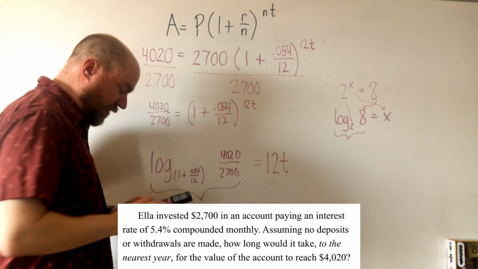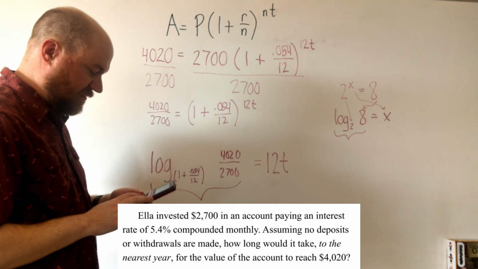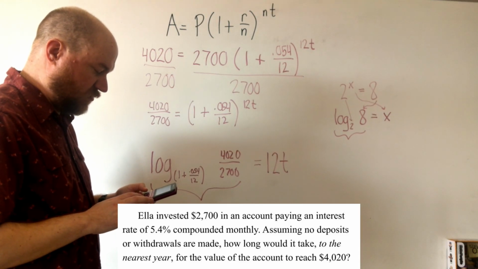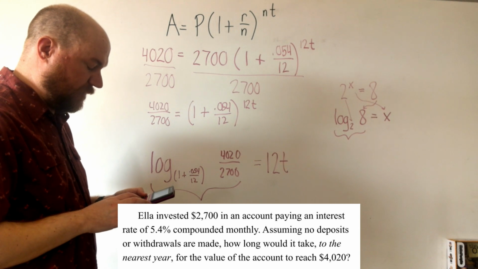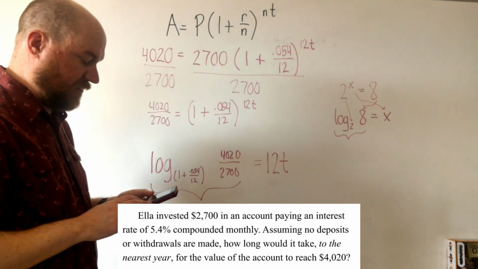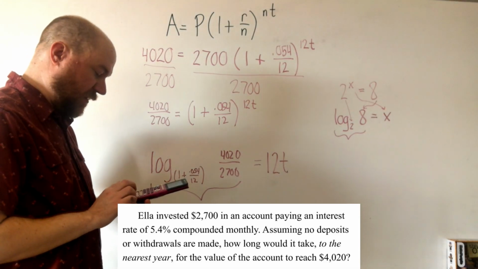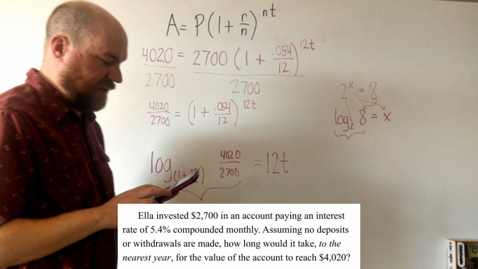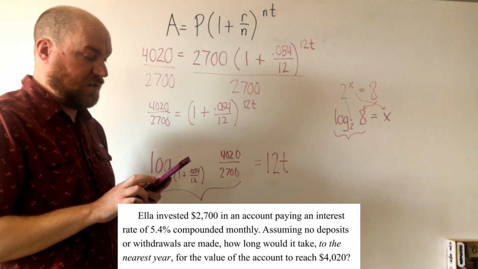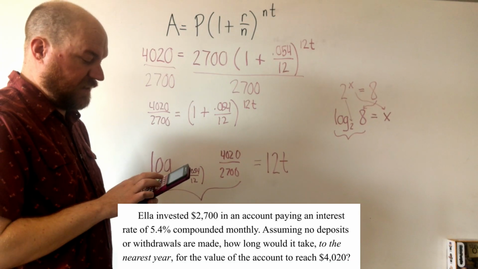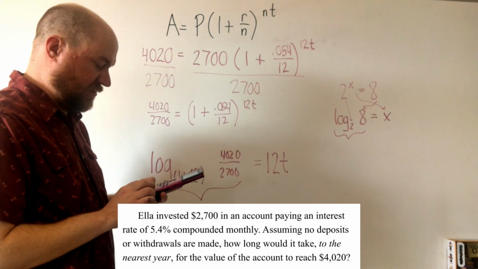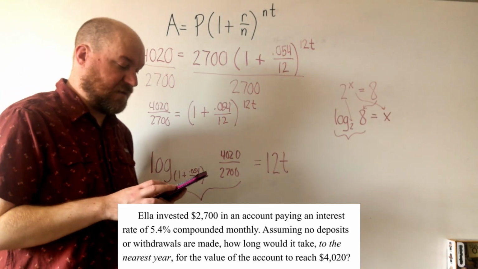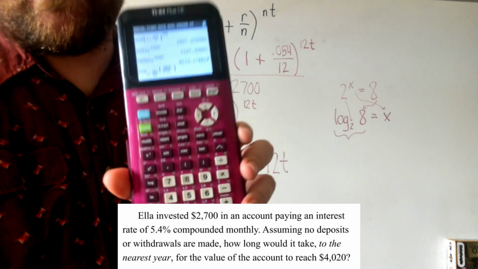We're going to type that whole problem in. 1 plus, remember, we want to get rid of that fraction here. So 1 plus, I'm going to use alpha y equals to make my fraction: 0.054 over 12. And then in parentheses is this fraction: 4020, again, I'm going to use alpha y equals to make my fraction, 4020 over 2700.